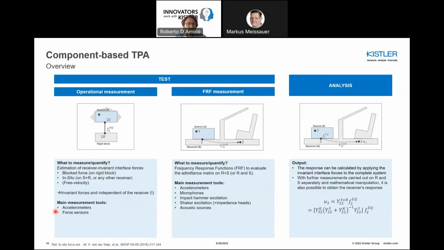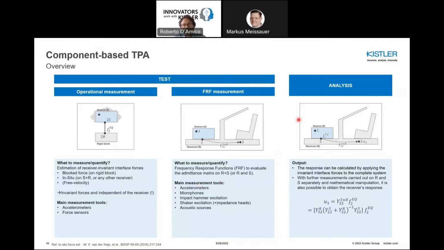The main measurement tools here are usually accelerometers and force sensors. So you want to measure these two quantities. And then once you've done that, you move to FRF measurement. FRF measurement is pretty similar to what we have seen before. According to the formulation you're using, you could measure the source and the receiver together and measure the FRF. Of course, you will see in the next minutes that it could also be a little bit different from that. But here, as I mentioned before, the tools you're going to use are the same that you have used, like I explained in the previous slide.